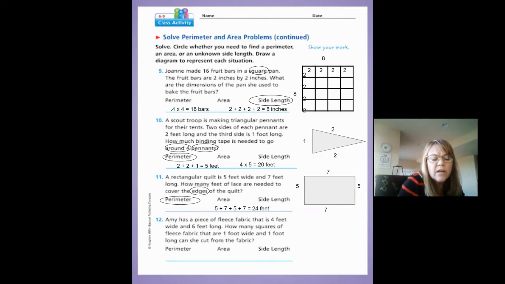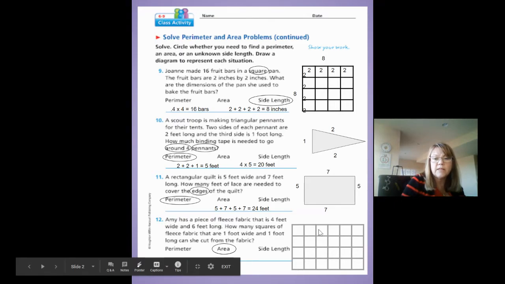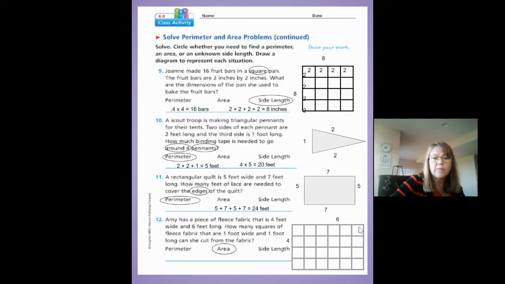How many squares of fleece fabric that are 1 foot wide and 1 foot long can she cut from the fabric? So basically, if I find out the area, that is going to help me figure out how many pieces I'm going to need. So I draw it out. I have 4 feet by 6 feet. Okay. And I'm finding the area.